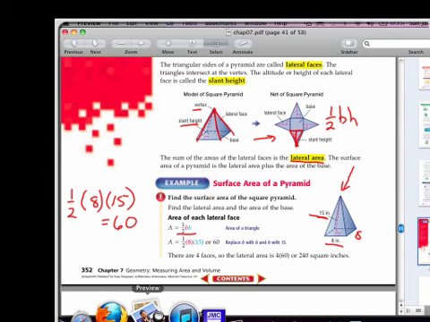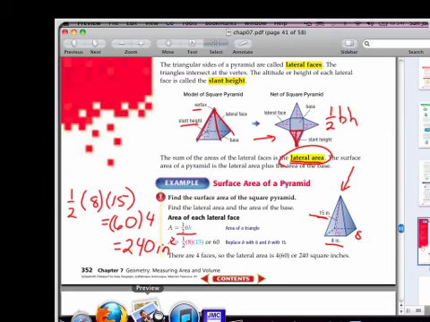Okay, so the area is 60, but there are 4 of them. This is a square, so there are 4 sides. So we would now take that times 4, and so our total lateral area is 240 square inches.